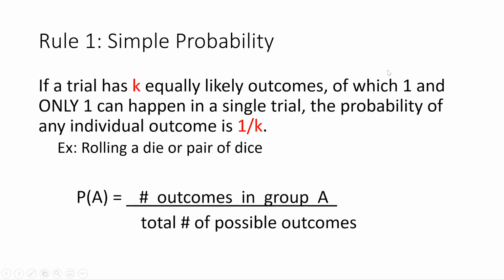So for simple probability, rule 1: if a trial has k equally likely outcomes, of which one and only one can happen in a single trial, the probability of any individual outcome is 1/k. And a perfect example of this is rolling a die or a pair of dice. So the probability of A is the number of outcomes in group A divided by the total number of possible outcomes.